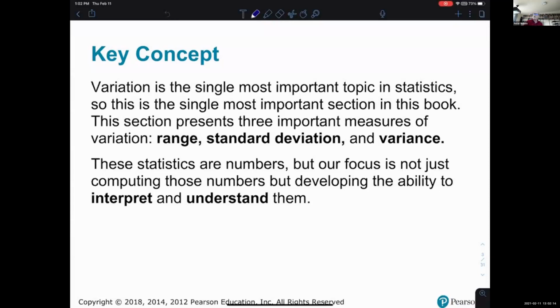These statistics are numbers, but our focus is not just computing these numbers, but developing the ability to interpret and understand them. Now, that's great that they say that, but as you're going to see in the slides in front of us, and if you look through the book, you might not feel that way, because even though they're not going to just focus on computing, they're going to spend a lot of time talking about how they do the computations.